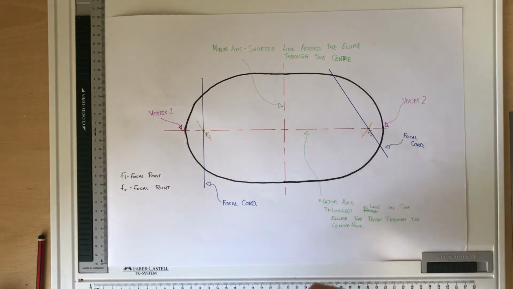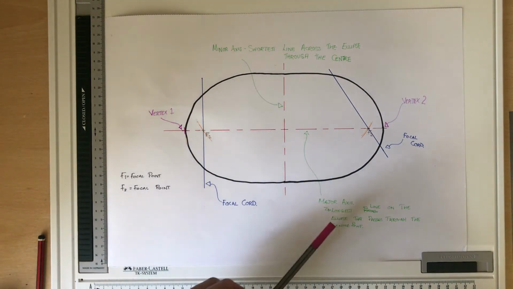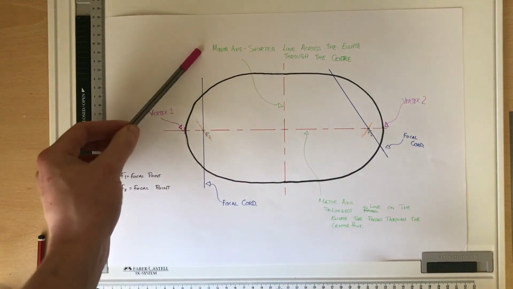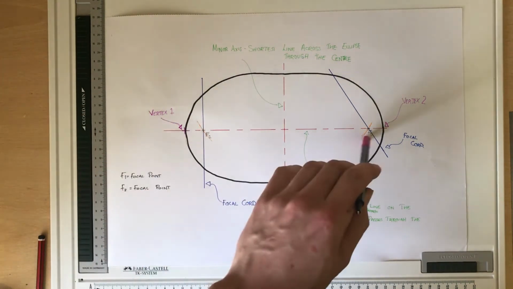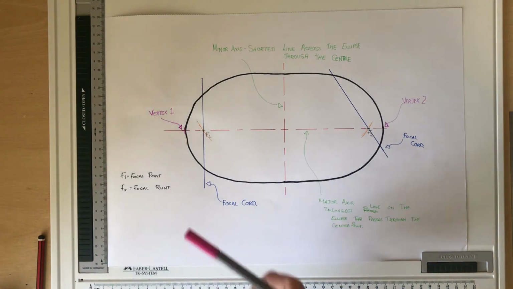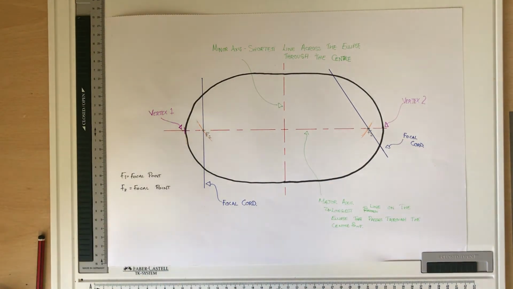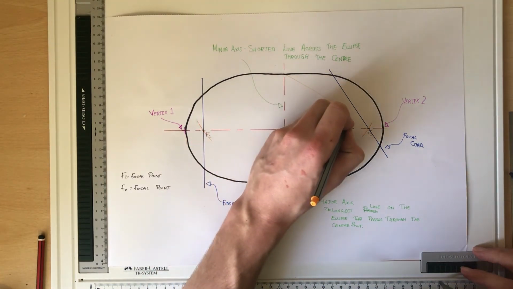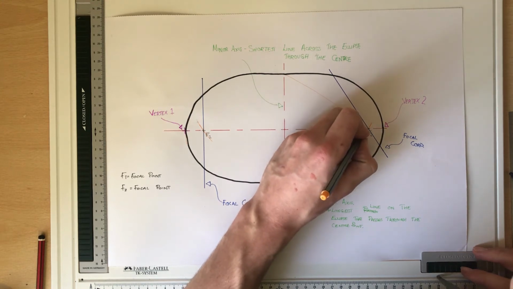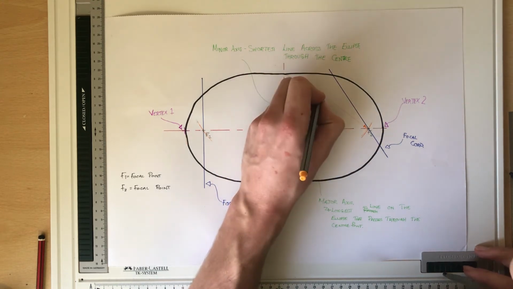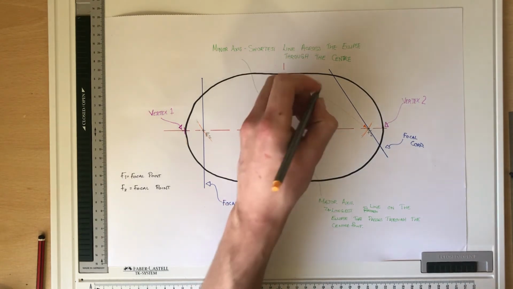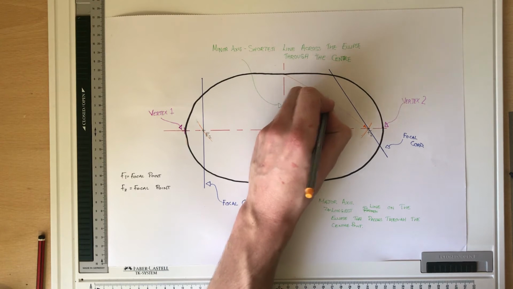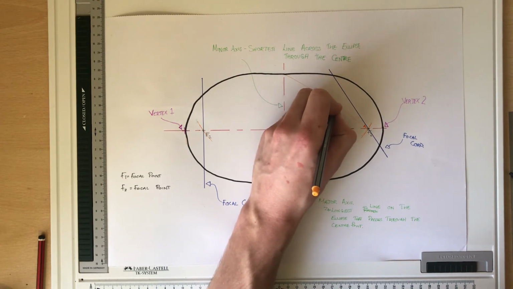So far we've found out the major axis, the minor axis, the focal points, and how to find these focal points. I'm just going to draw it in. So the focal point is found by swinging an arc from the top of the minor axis, and this radius length is equal to half the major axis.